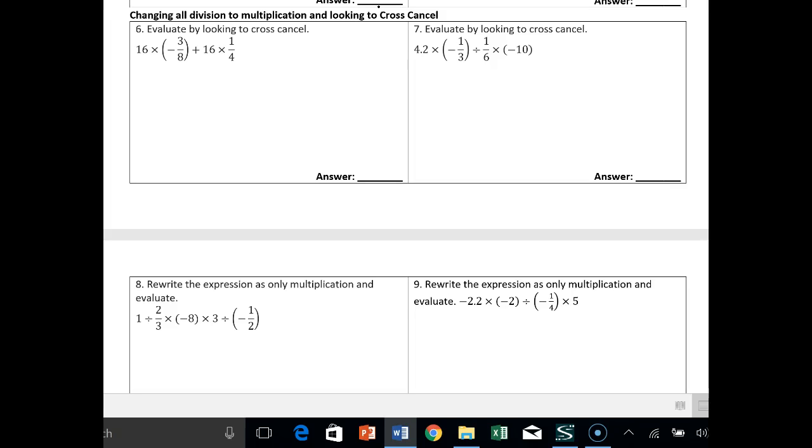So first, let's look at number 6. So we have 16 times negative 3/8 plus 16 times 1/4. First of all, you should ask yourself, let's go ahead and change these 16s to 16 over 1. Now notice we cannot change the order. We can't say I want to do 16 plus 16 first, right? Because multiplication in order of operations comes first. So I'm going to have to multiply these two numbers and then multiply these two numbers and then add them together. So there's no flip-flopping around here.